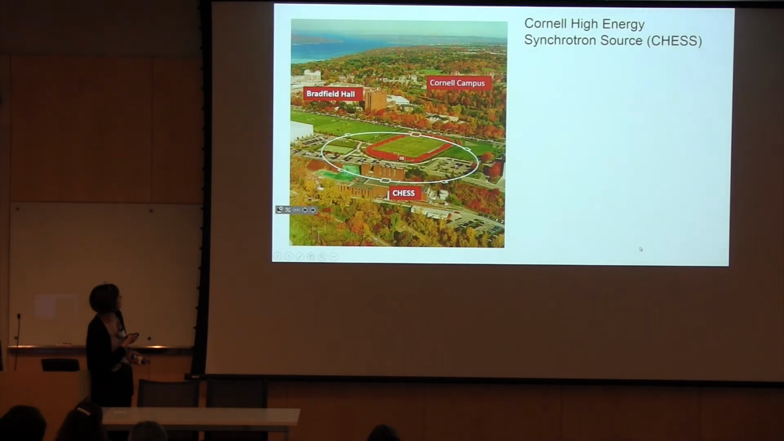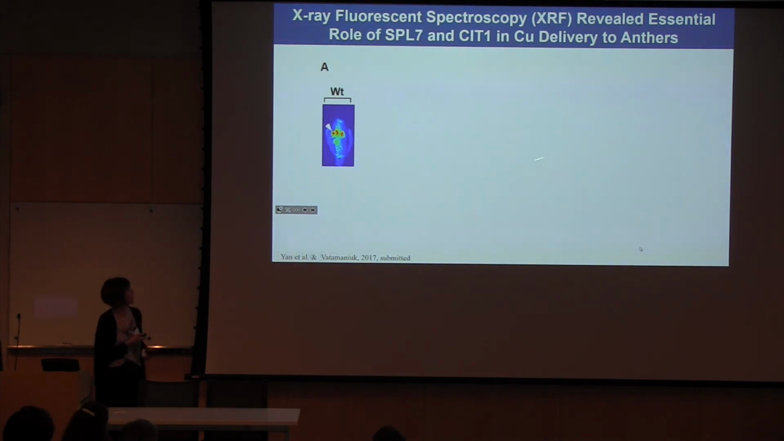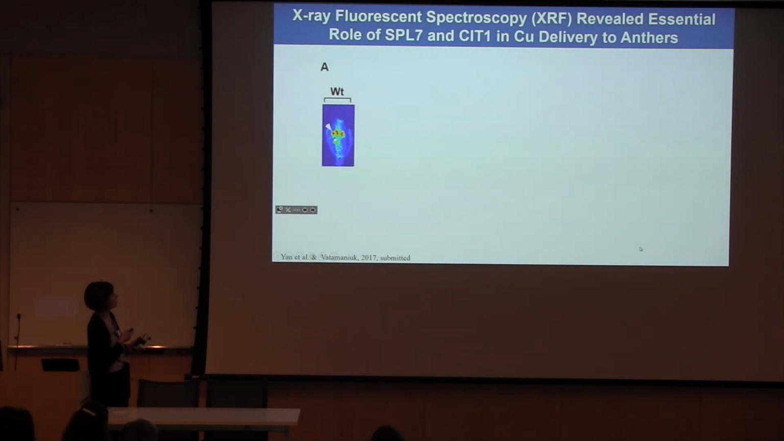At that time, we took advantage of the fact that we have a synchrotron facility here at Cornell. That's the Cornell High Energy Synchrotron Source, CHESS, at Wilson Lab, and that's Bradfield Hall. Very convenient: depending on the route, it's 5 minutes at most. The postdocs in the lab, Ju Chanchie and Hoatin Zhen, collaborated with Rong Huang and Arthur Woll at CHESS, and together we found that in the wild type flower, looking at the copper density distribution, the majority of copper really peaks at the anthers.